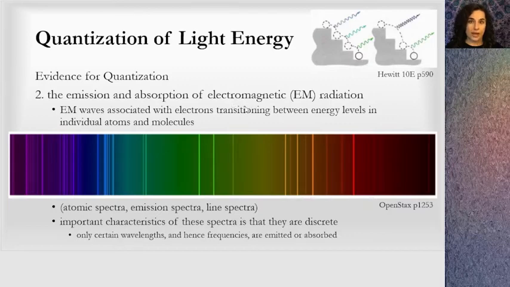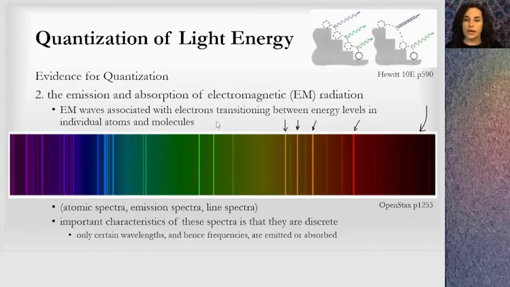of atoms. And what you see here, I brought this up here from OpenStax. This is the emission or atomic spectra of oxygen, an oxygen atom. And you can see here across all the colors, there's certain ones that are emitted right here. If the oxygen atom just emitted a whole bunch of energy and it wasn't quantized, we would have an equal amount across the whole spectrum.